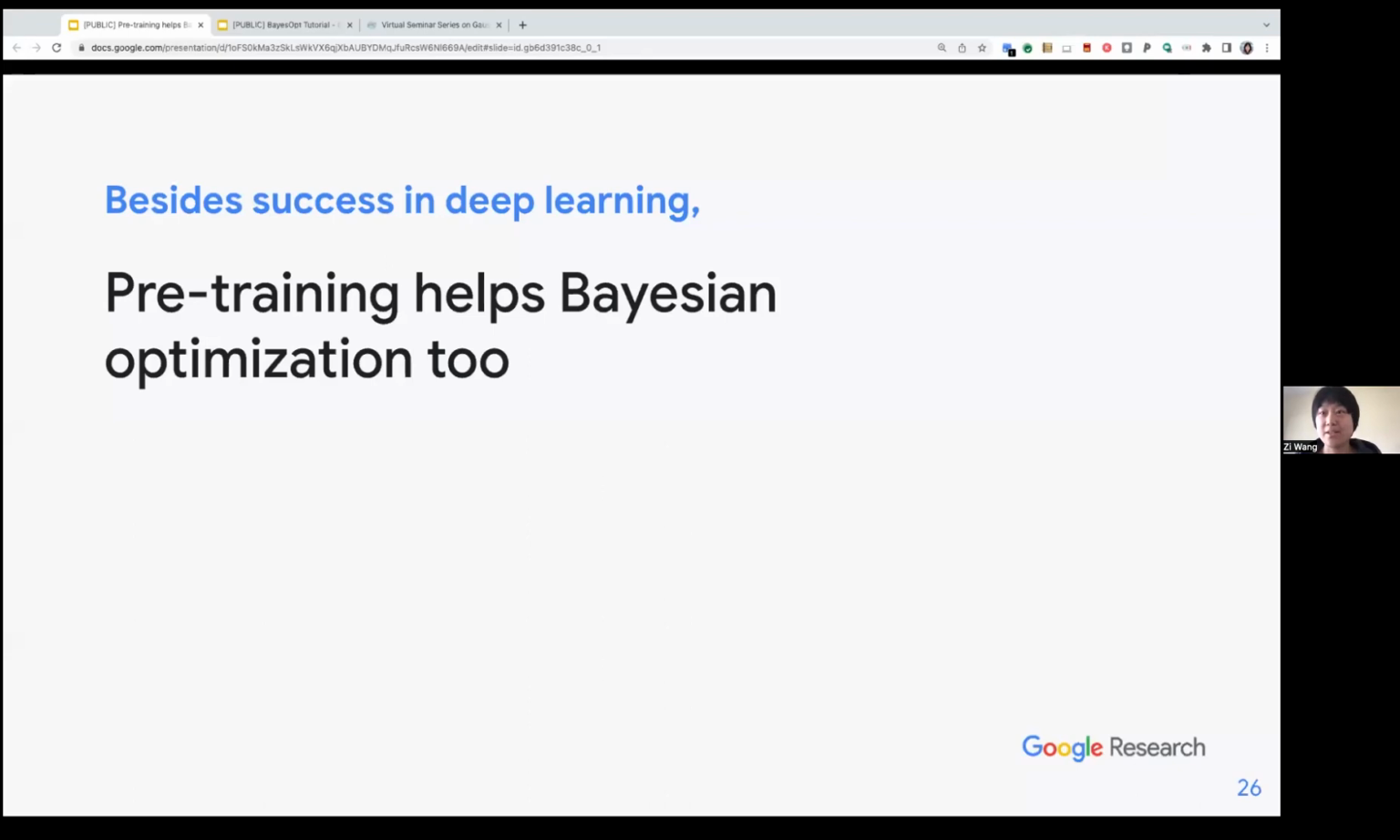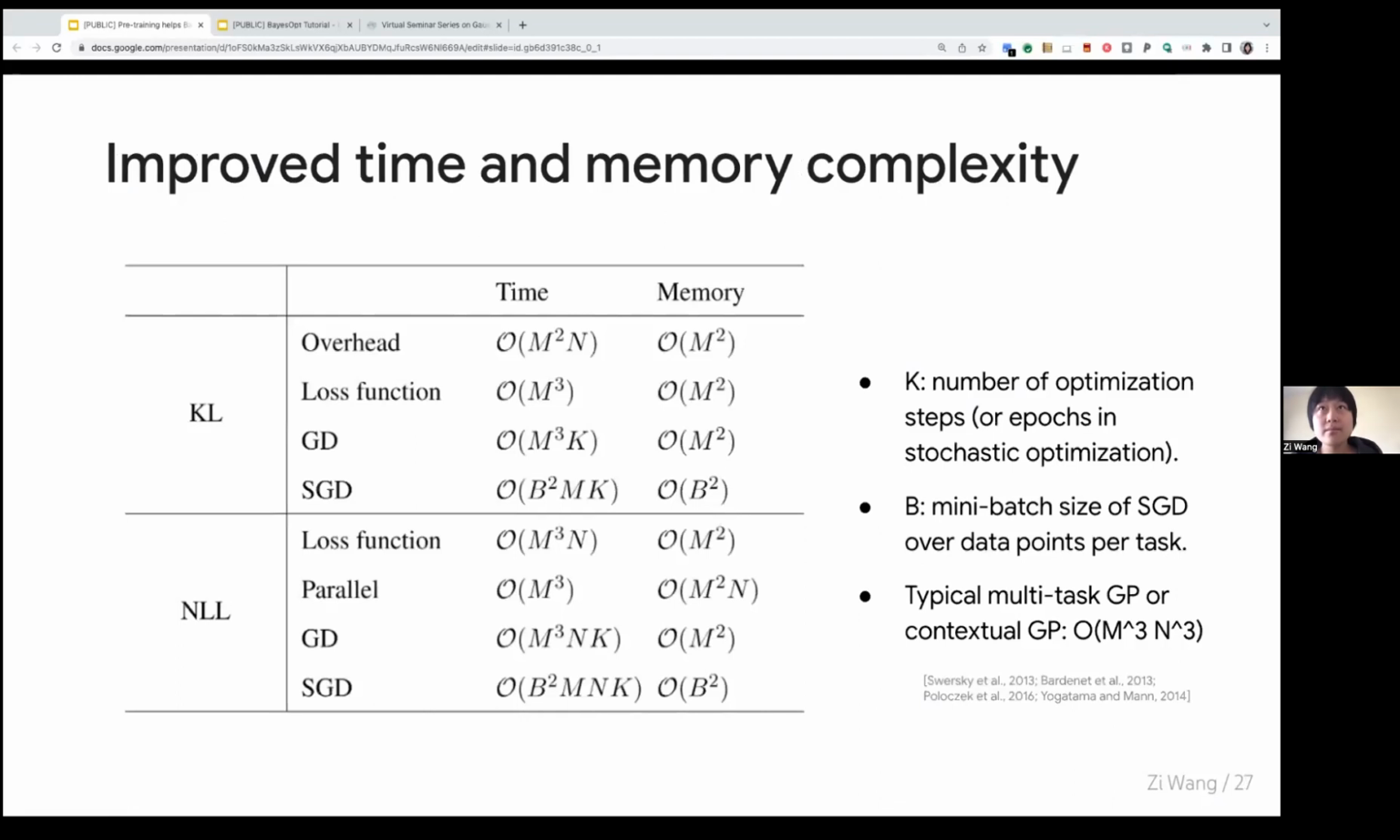So this is actually the kind of message in this particular series of work, where we talk about how pre-training brought a lot of success in deep learning, but actually also helps Bayesianization too. For this particular algorithm, let's first talk about the improved time and memory complexity. For the KL approach, it has an overhead of O(m squared n) for time. We're going to go quickly through these. The overhead is to compute the estimated mean and covariance. And then for computing the loss function, it only takes O(m cubed), where m is the number of observations from each task.